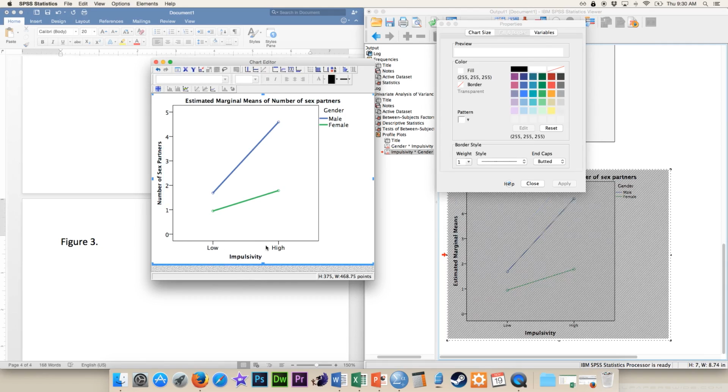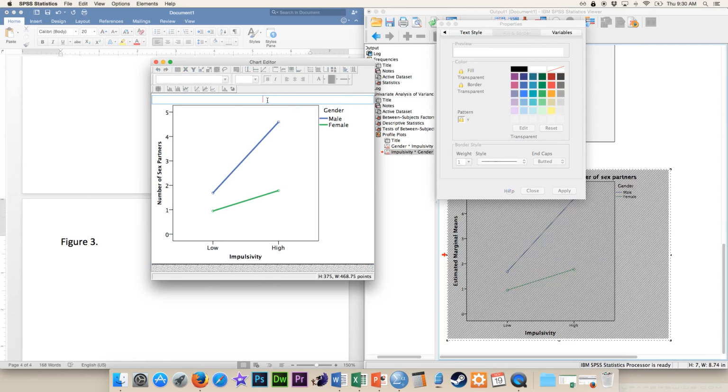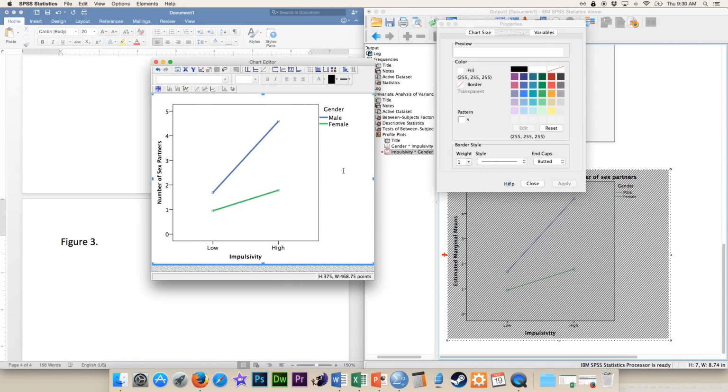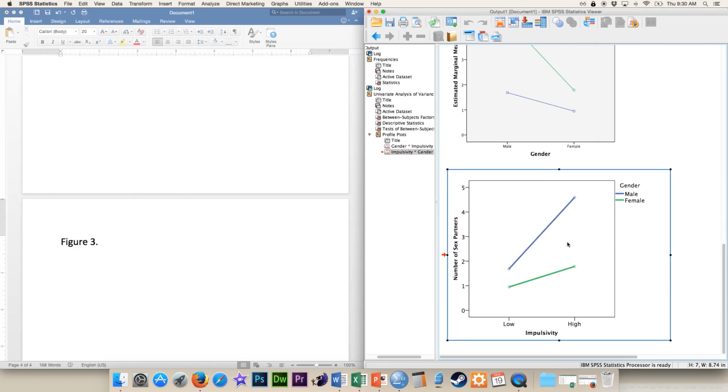But impulsivity high-low makes sense, gender male-female makes sense. This title doesn't make sense. And if you want to just get rid of something, just again click on it, wait a sec, click on it again. You can just highlight all of it and get rid of it. Click off, and there you go. So if we close that, that looks like a much better graph.